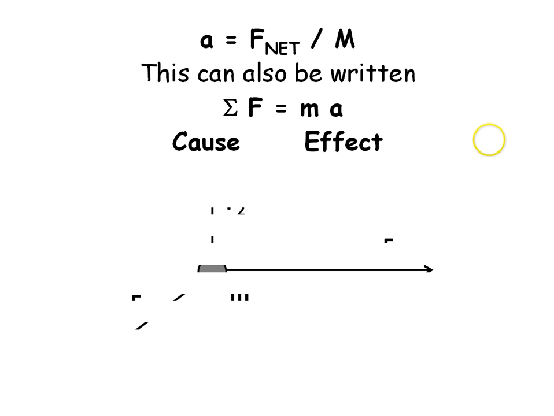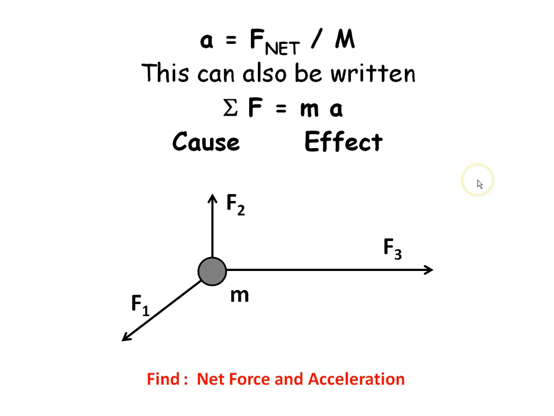Now, the type of problem we're going to look at in this lesson is a problem in which the forces are not along a line. So I have a picture here that shows 3 different forces acting on a mass. You can think of this as a hockey puck. And the goal is to determine the net force and the acceleration of the mass that results from these 3 forces.